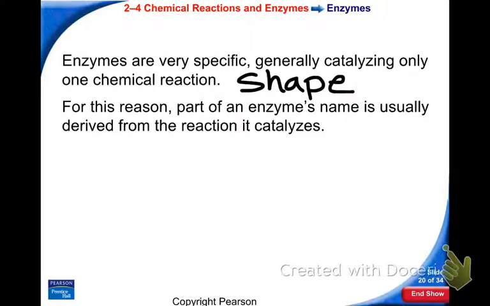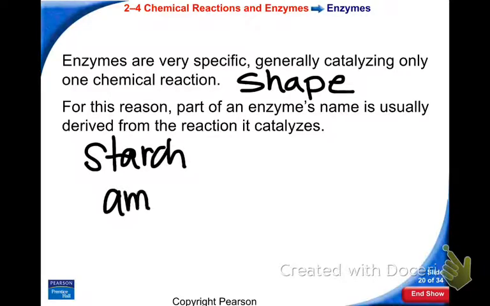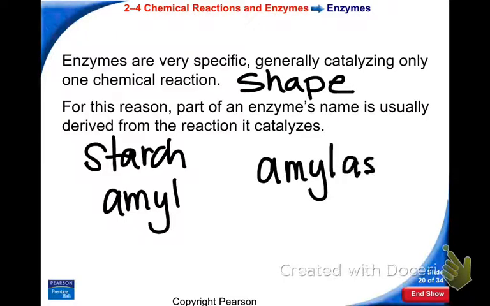And so its name is usually derived, we usually get the name from what it breaks down. So if you're breaking down starch, the prefix for starch is amyl, A-M-Y-L, okay? So the enzyme is called amylase. And a lot of times ASE will be the ending word.